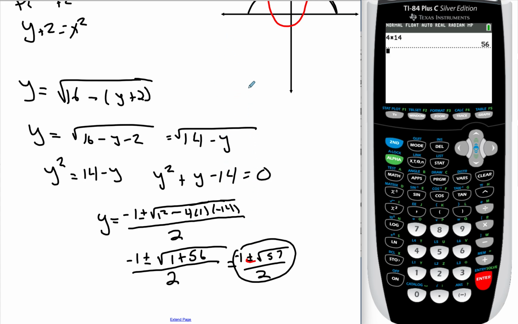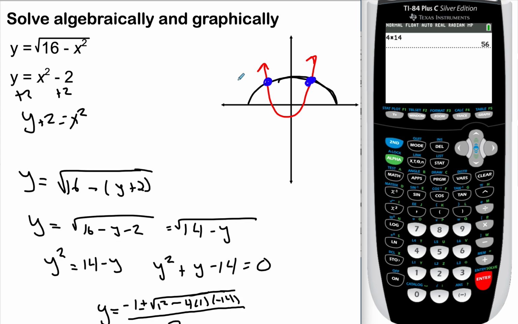So we only have the positive. Okay, so we know there's two intersection points: 1 minus square root of 57 over 2, and 1 plus root 57 over 2. Okay, now x's. I need to square this. I need to subtract 2.